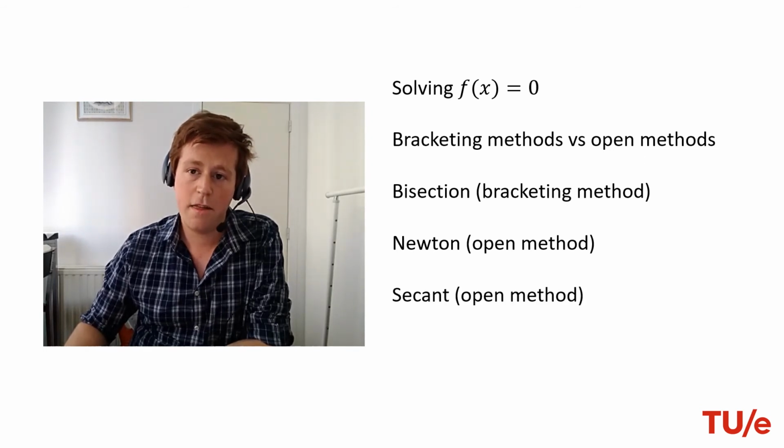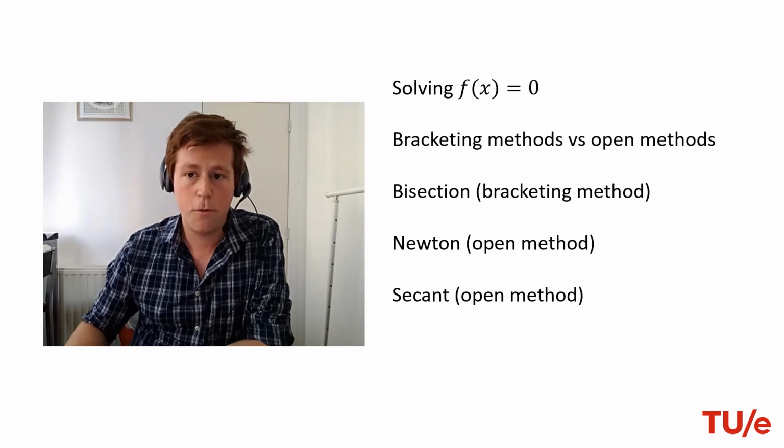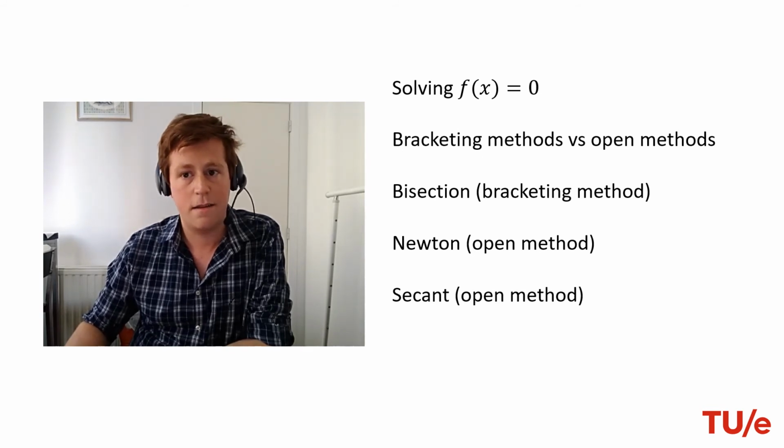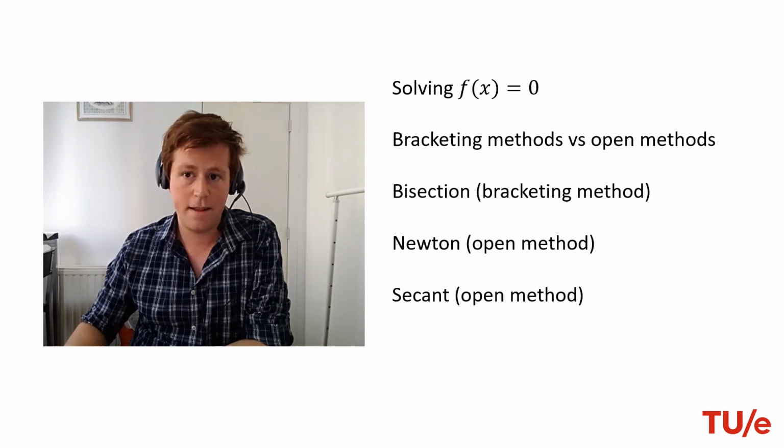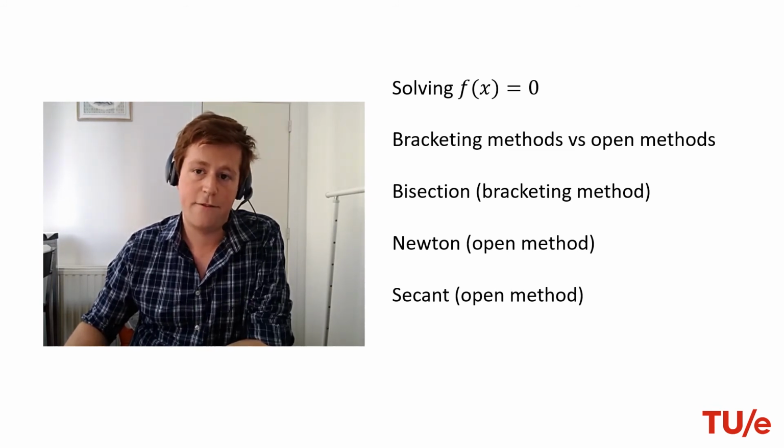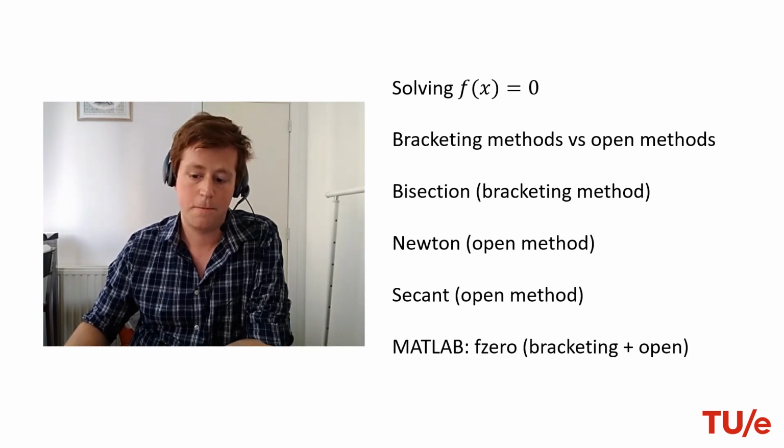The secant method was introduced as also an open method, which is closely related to Newton's method. And we discussed how it is a bit more stable than Newton's method, but it's not as fast. It has superlinear convergence and not quadratic convergence.